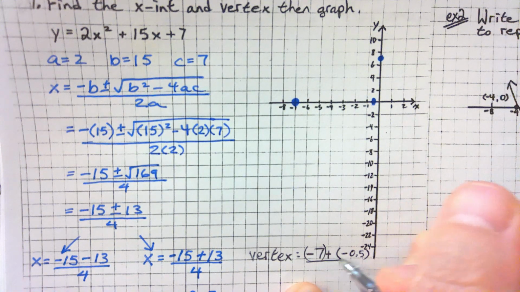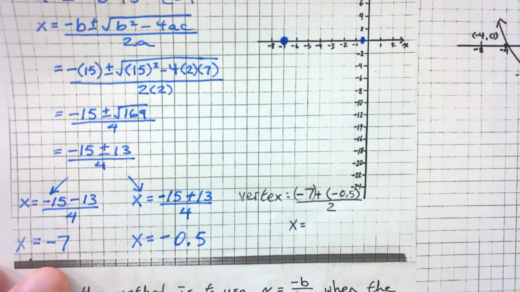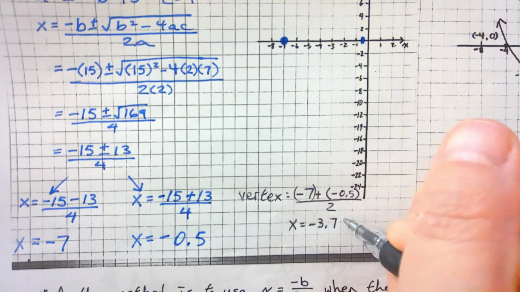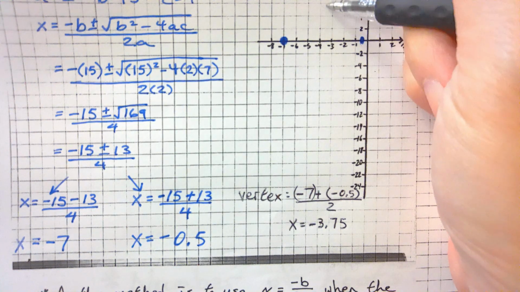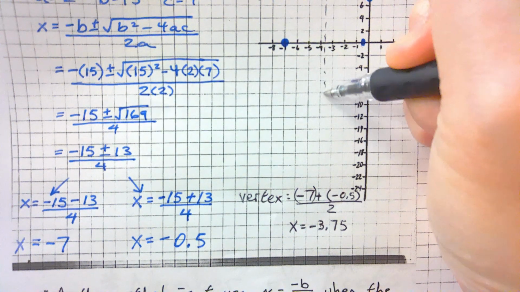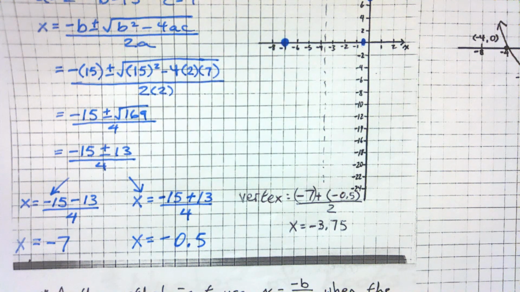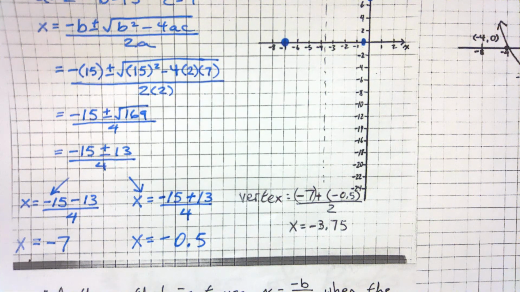In the middle of them, so when I add it and divide it by 2, okay, negative 7 plus negative 0.5, and then divided by 2, I get negative 3.75. Okay, which makes sense. It's like somewhere along here. Now that I know where it's supposed to be for x, how do I find out where exactly for y?